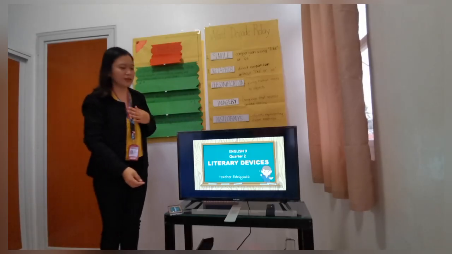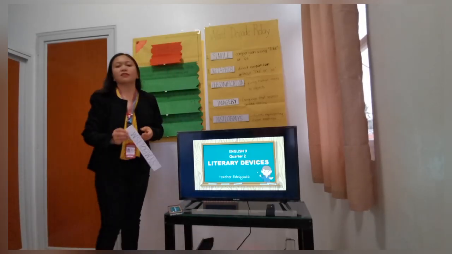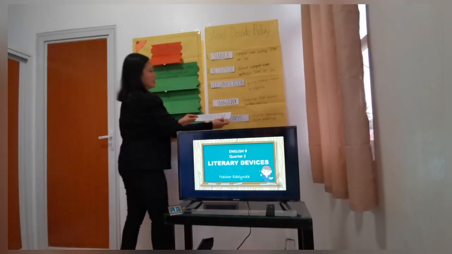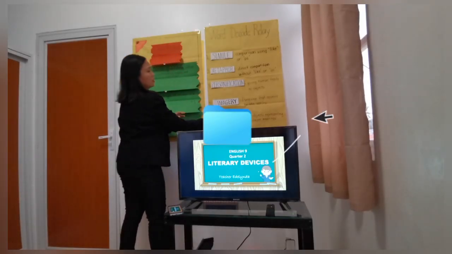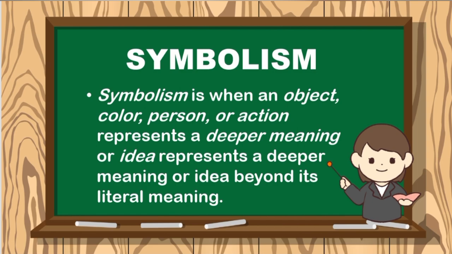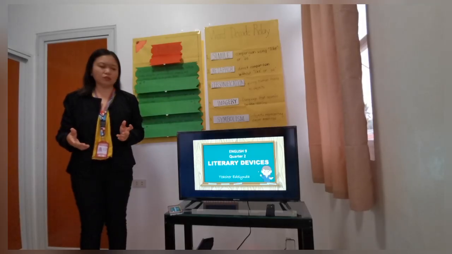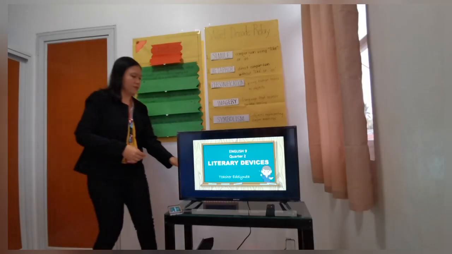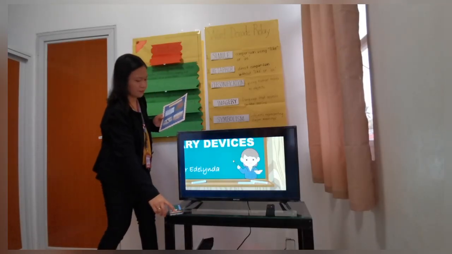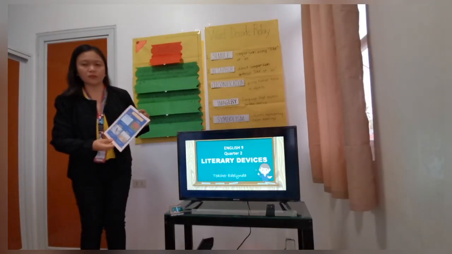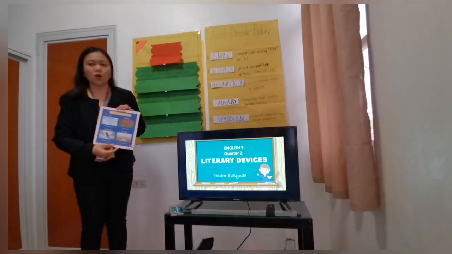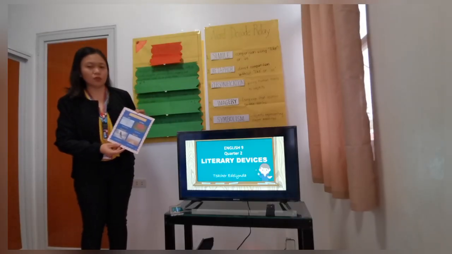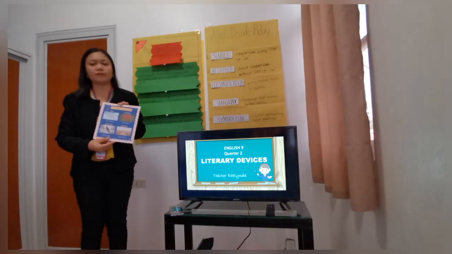And we have the last one. Excellent. Symbolism. It's an object representing deeper meanings. Symbolism is when an object, color, person, or action represents a deeper meaning or idea beyond its literal meaning. And we have here the examples. A white dove flew across the sky. So the dove symbolizes peace.